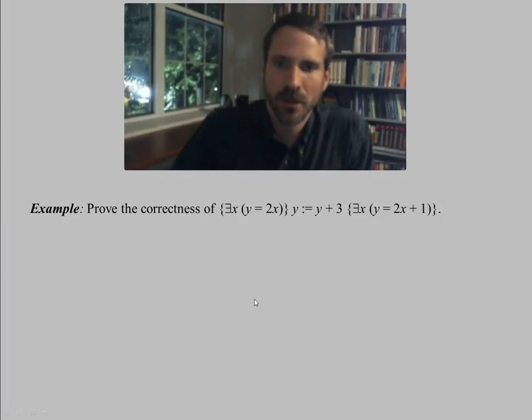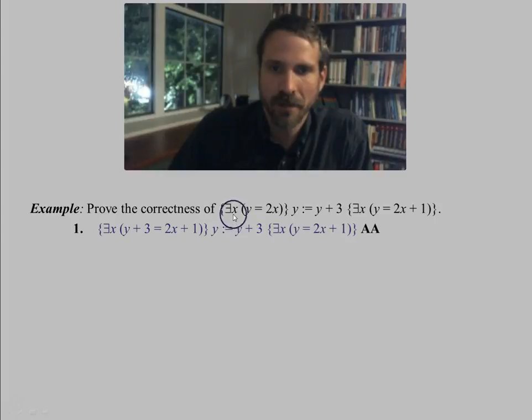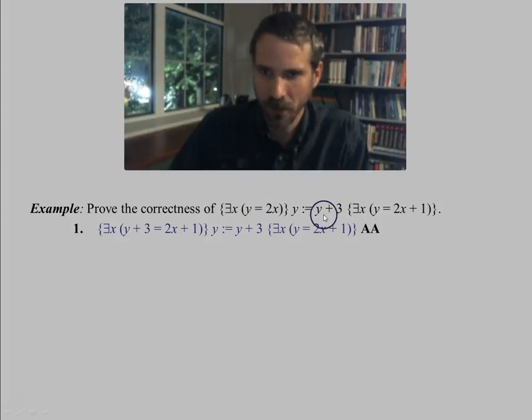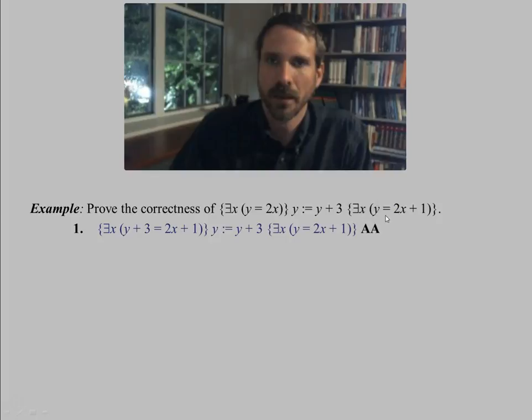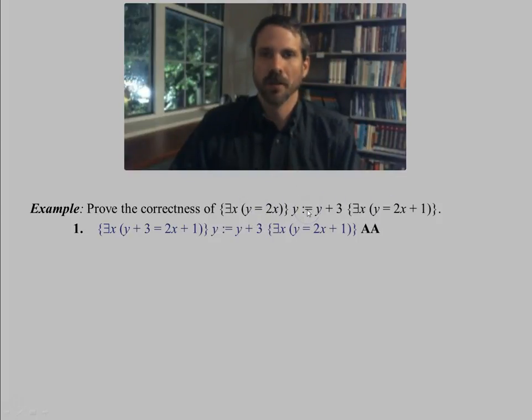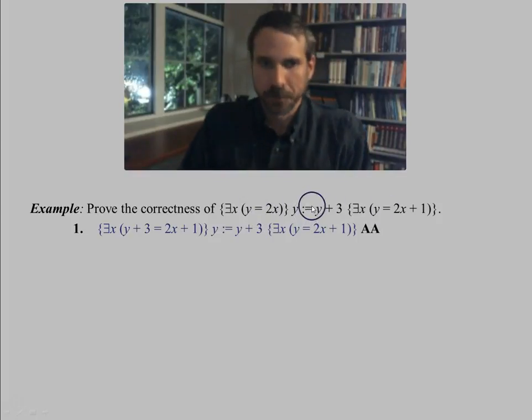All right. Let's do another example. So now here we have there exists an x such that y equals 2x. So basically, if y is even, right? We've seen that definition. And then I add 3 to y. Now y is odd. That's what we're saying here. We start off with an even number, you add 3, you have an odd number. That's what this is proving. And this is my one step of my program.